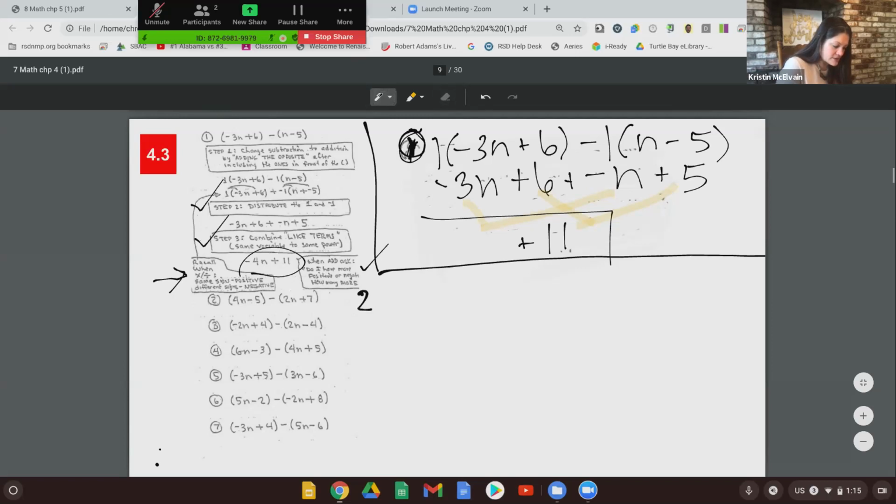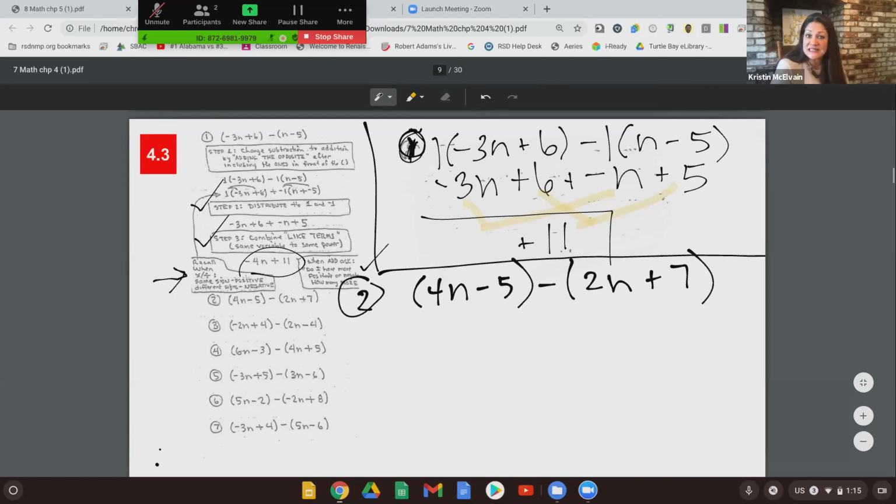All right, number 2. Okay, so for number 2, we have 4n minus 5 minus 2n plus 7. Okay, so same thing, we're going to distribute a 1 and a negative 1. So here's the 1, here is the negative 1. We're going to distribute to everything in our parentheses.